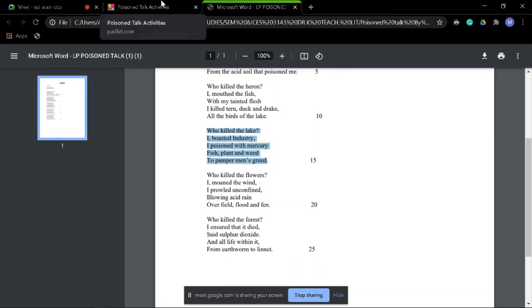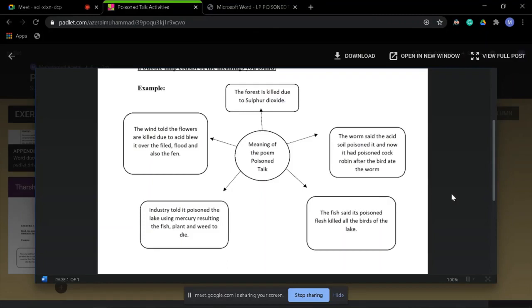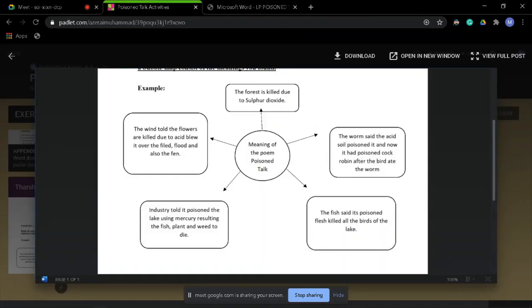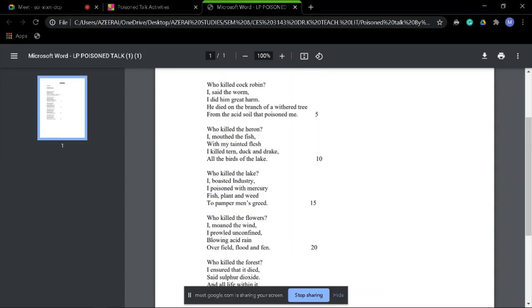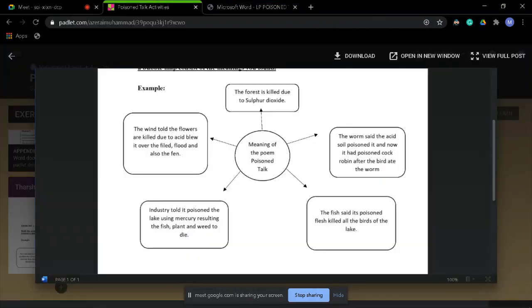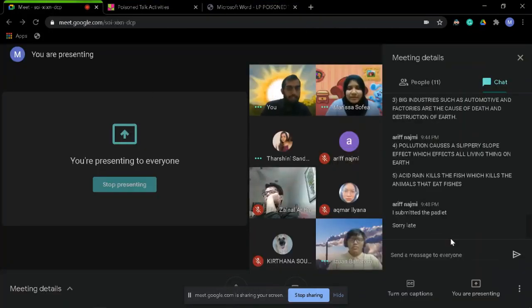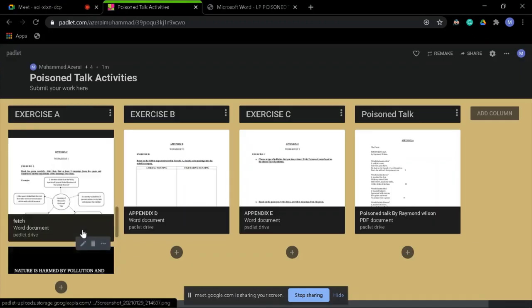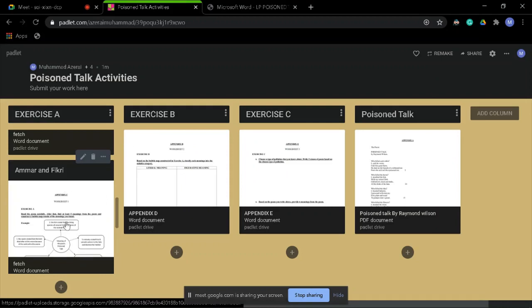And then the last one is the fish said its poison flesh killed all the birds of the lake. This can be found in the second stanza. It emphasizes the words kill, fish, and lake. So yeah. Okay, very good. Thank you, sir. I can see your answer now, Najmi. Alright, so the next group to present is Amma and Fikri.